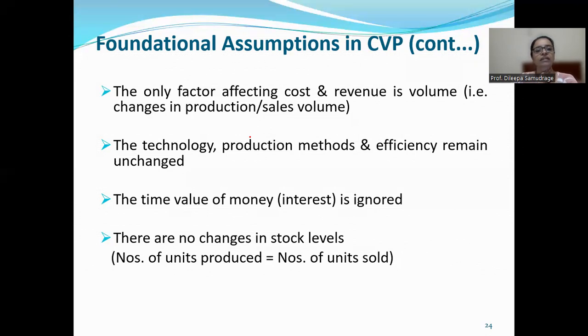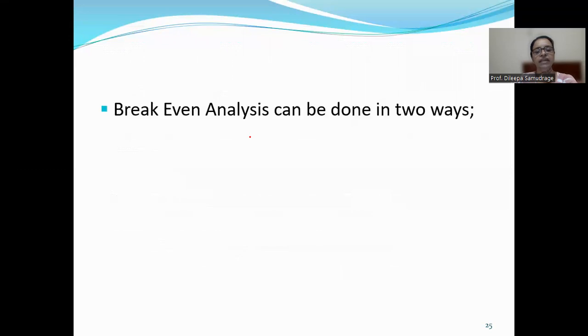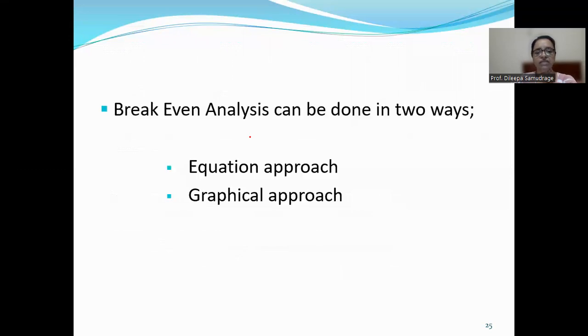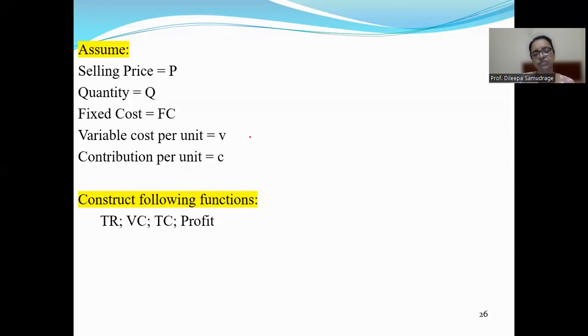Okay. Then the next point is break-even analysis can be done in 2 ways. One is the equation approach, the other one is the graphical approach, right? Equation approach and graphical approach. So please write down this one. You need separate paper for this, right? So assume selling price equals capital P, quantity equals capital Q, fixed cost equals FC, variable cost per unit equals simple V, contribution per unit equals simple C.